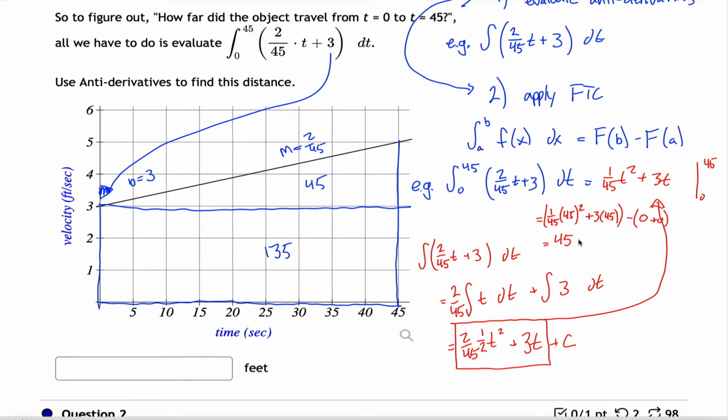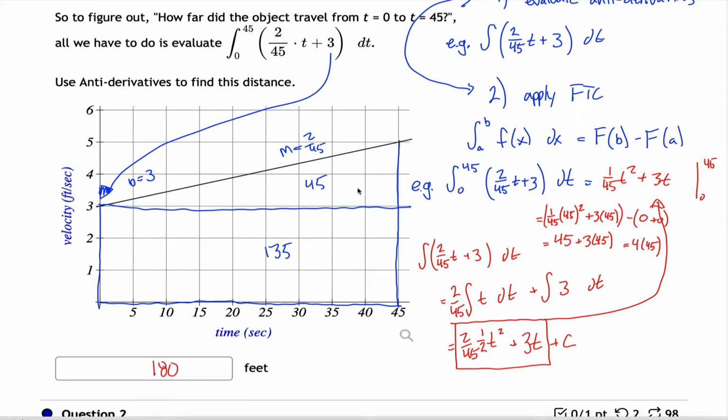And then from here, I get 3 of these 45s, and then from that I want to subtract 0. So I have 1 of these 45s plus 3 more of these 45s. It sure sounds like I have 4 of these 45s. And 4 45s are the same as 2 90s, which is 180.